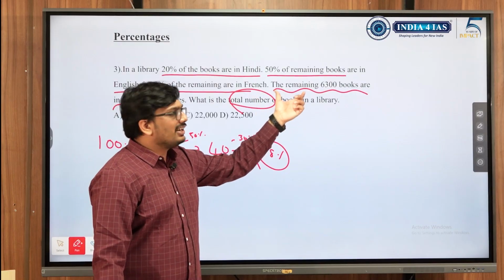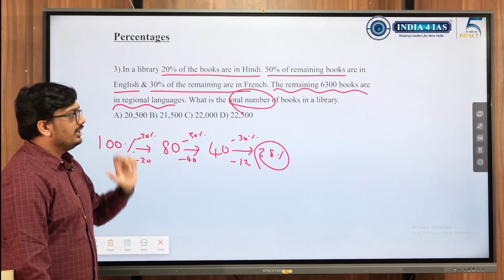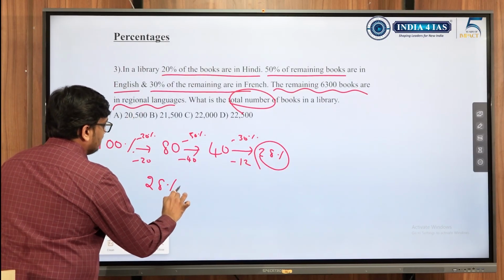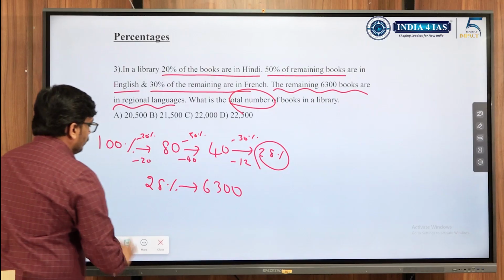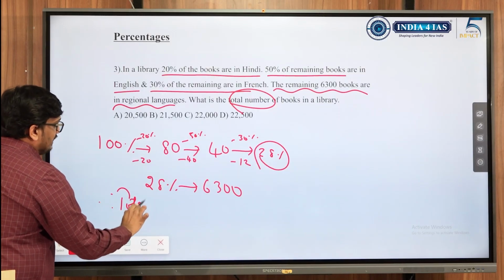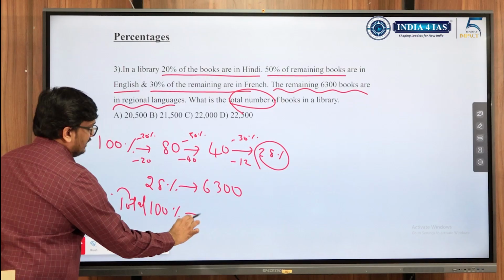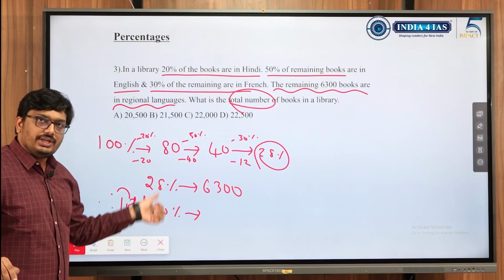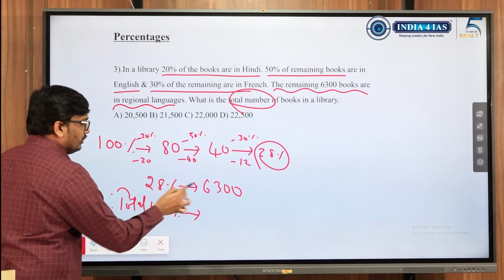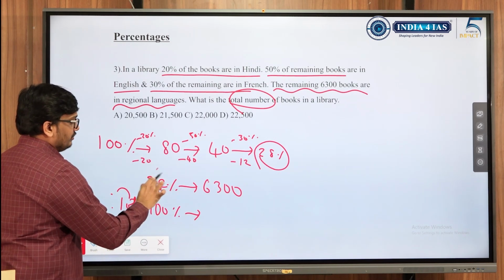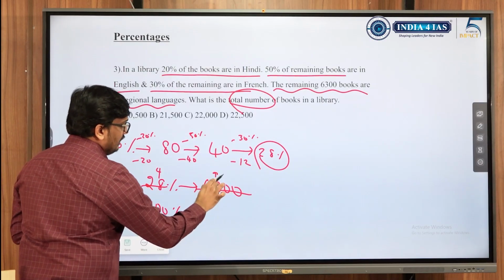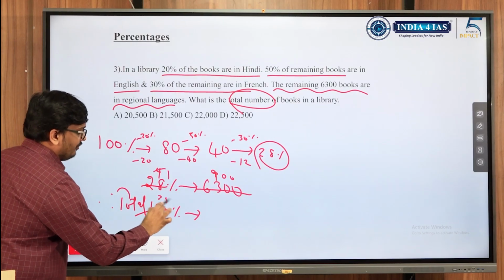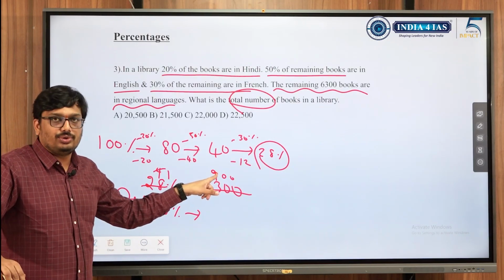Then read that one. The remaining 6,300 books are in regional languages, means this 28% is nothing but 6,300 books. So you should find total books in the library, that will be equal to 100%. Horizontally you can cancel if you find any common factors. Vertically 2. So 28 and 63, it looks like it is a multiple of 7. 7 4s are 28, 7 9s are 63, 00. Then 4 1s are 4, 25 1s are 25, so 1% means it is equal to 900 books.